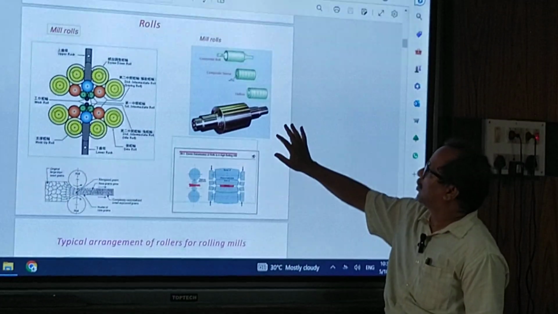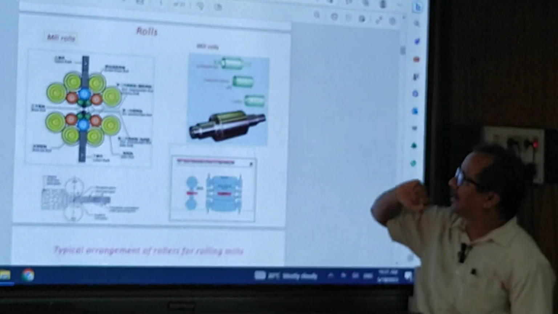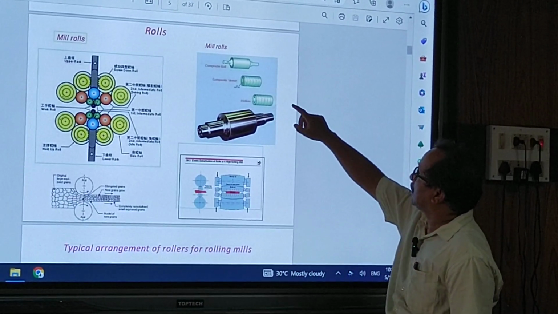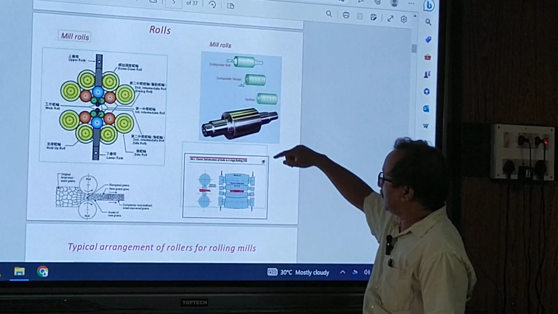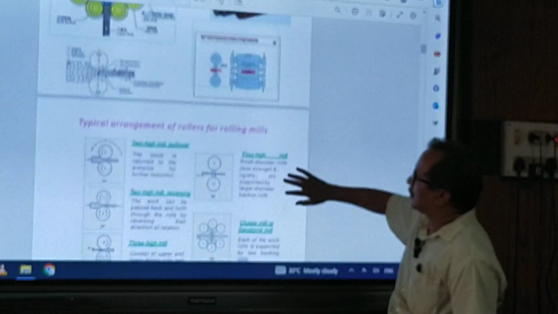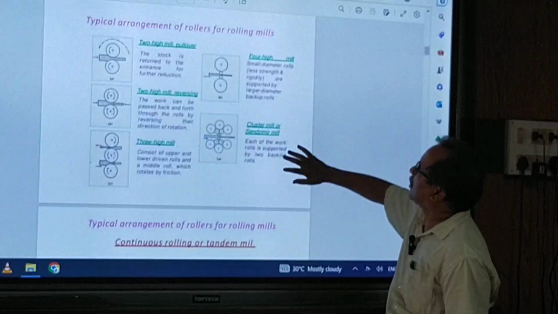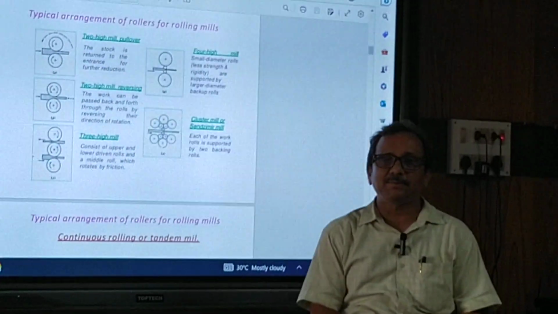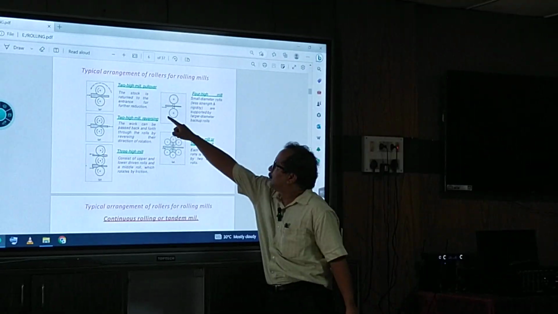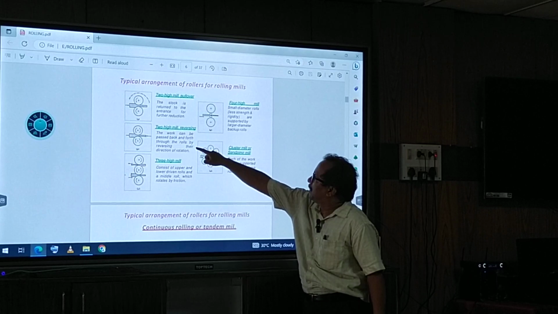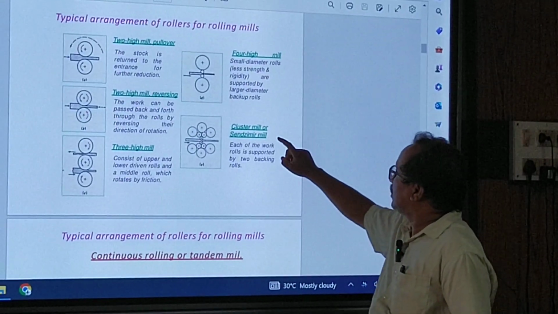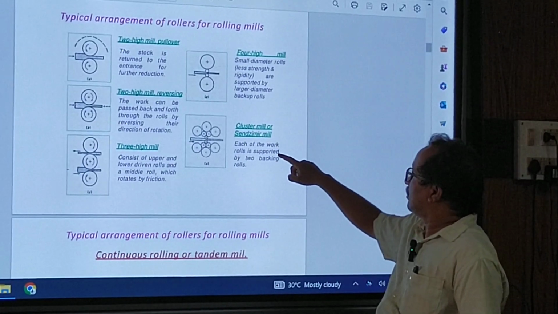So you see the rollers, that is rolling mills. These are the rolls we have shown. Then we will come to the typical arrangement of rollers for rolling mills. You see there are different types of rolling mills: 2 high mill, 2 high reversing, 3 high mill, 4 high mill, cluster and Sendzimir mills.